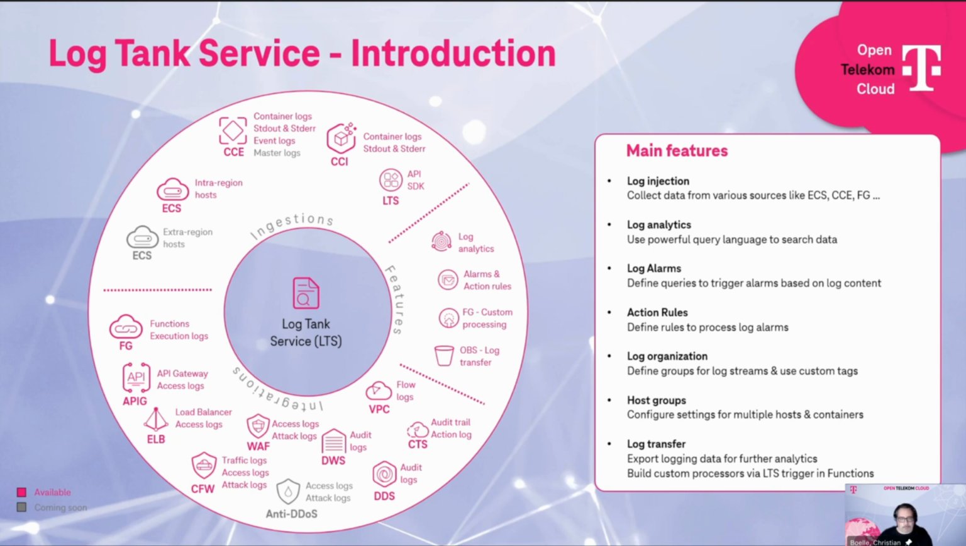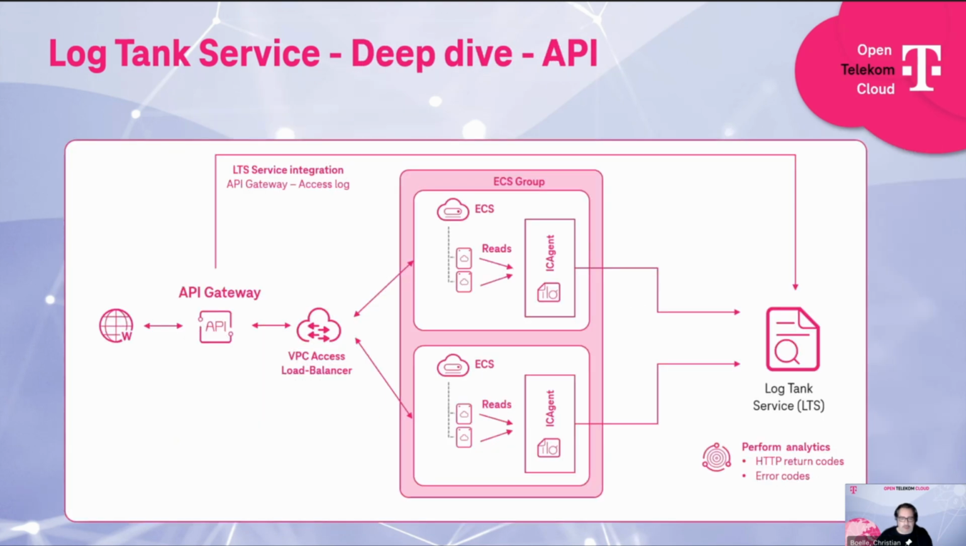Okay, then let's jump already into the first deep dive that we prepared. So what is that first deep dive? It's a setup that we have generated on OTC, which is the API gateway, which provides a published API in the internet. Behind this API gateway there's a VPC channel, so-called, which is more or less a load balancer, which connects to our backend systems.